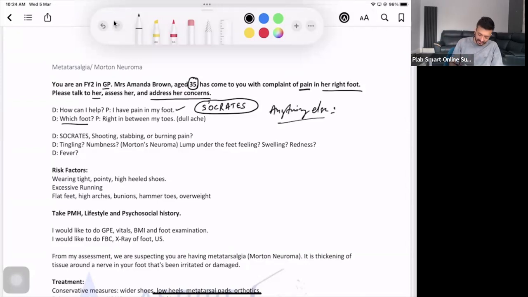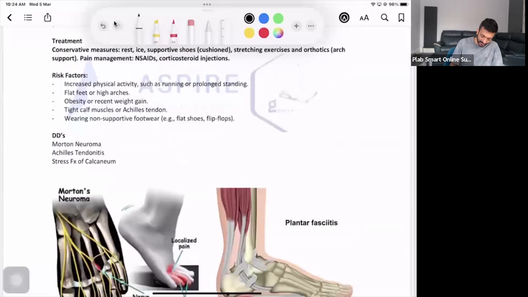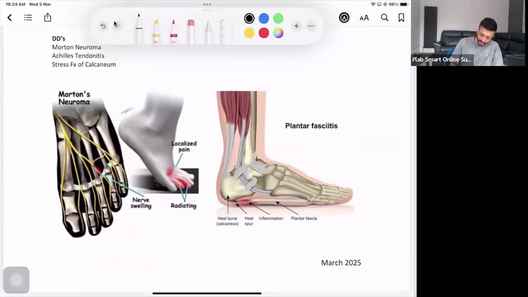Now you can ask some other questions as well, just to see if the patient has got any numbness, tingling, because that is specific for Morton's neuroma. Morton's neuroma, Morton's metatarsalgia, usually happens on the second or third, or between the third and fourth toes. Let me show you a picture that will make life easy for you. Here you will usually have the pain in the second, third or fourth toes. This is the particular area where you will have the pain.